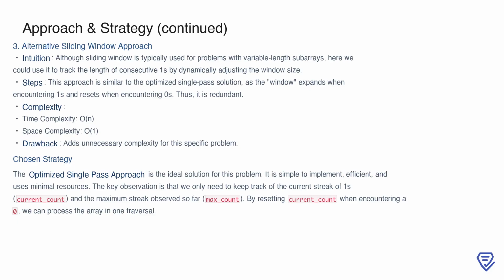The complexity remains O(n) for time and O(1) for space, but it doesn't provide any additional benefits over the single-pass approach. For this reason, the sliding window method is not the most practical choice here. Ultimately, the simplicity and directness of the optimized single-pass approach make it more suitable.